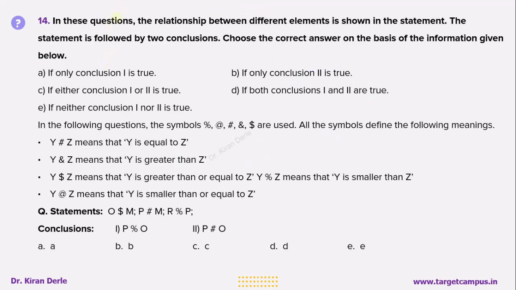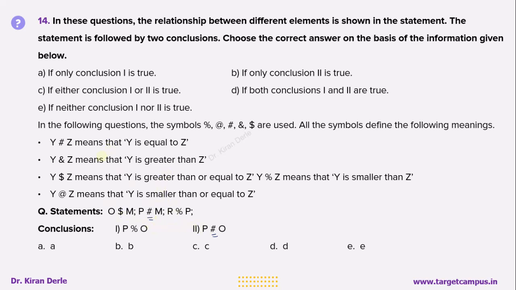Okay, great. Again an inequality question, I guess. Yes, it is an inequality question. Y has Z means this. Okay, and these three statements are given to us, and we have given conclusions as well. Let's see how we can do this. Hash means equal to. Okay, so this means equal. This means equal. This means equal. Fine. And means greater than. Do we have and here? No, we don't have and here.